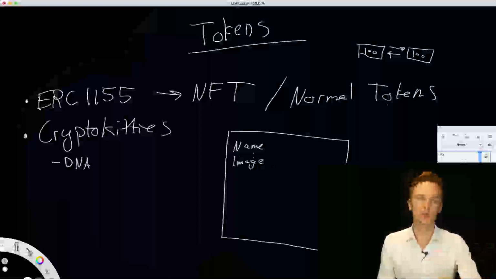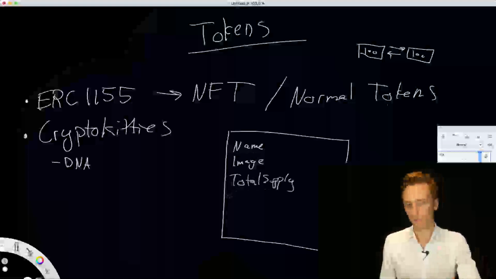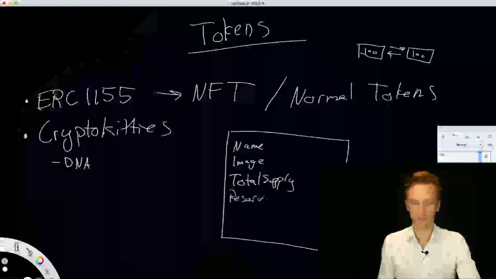So if you have a sword token, which you can use in-game, we can actually have an image, and then it has total supply, so how many tokens will exist. It has something called reserve, meaning how many tokens will be created and stored as a reserve, which can then be given out to users.